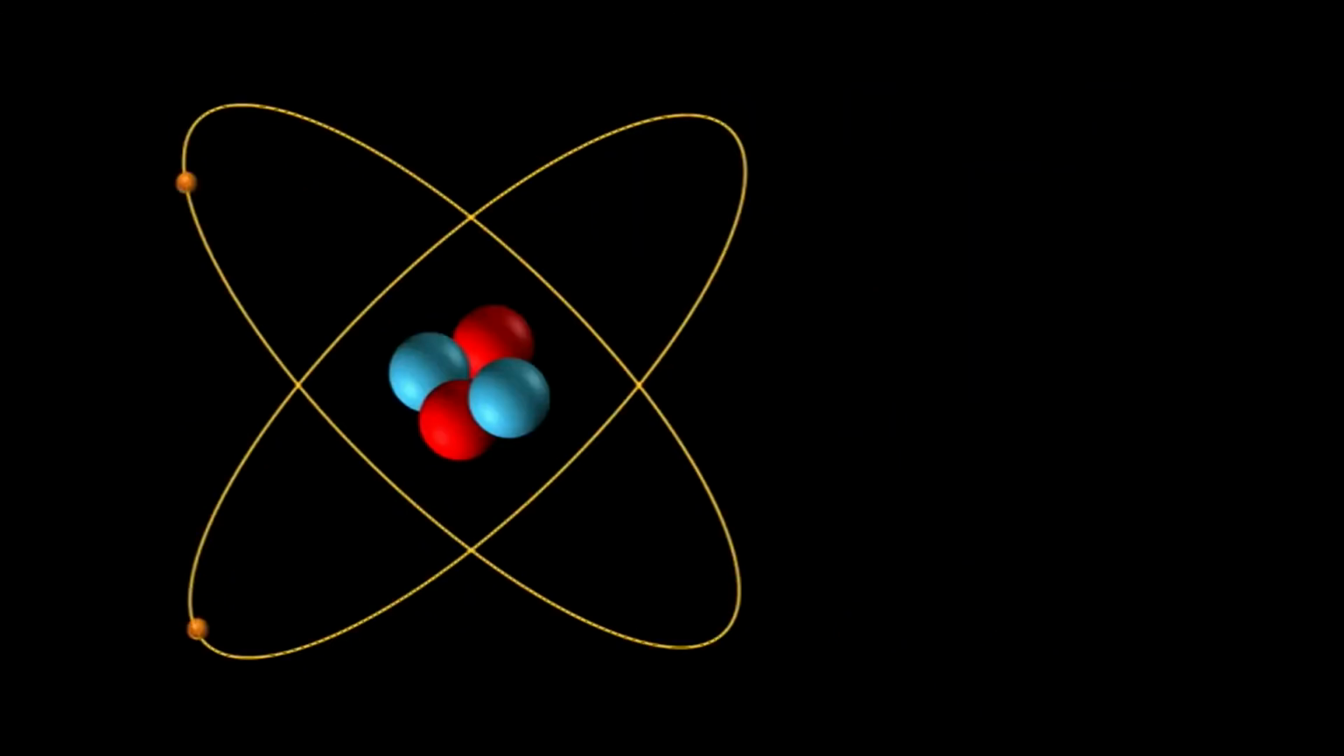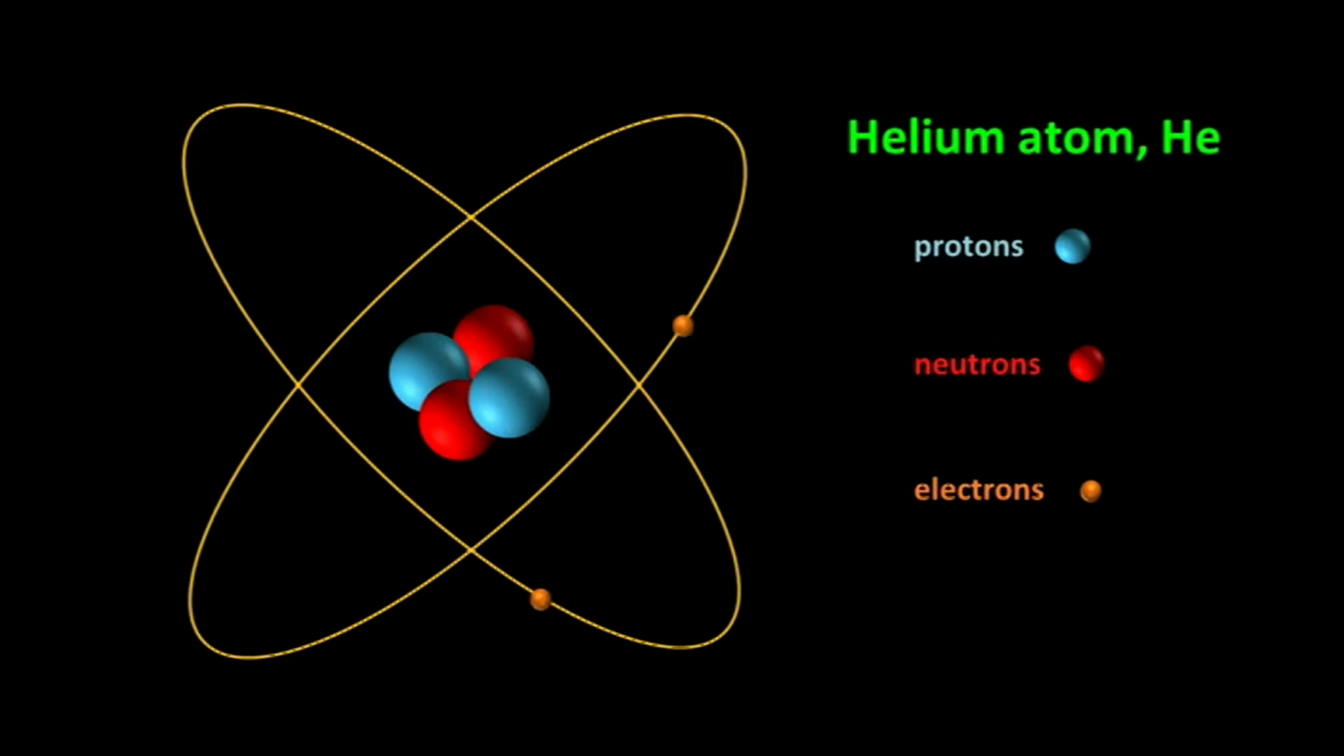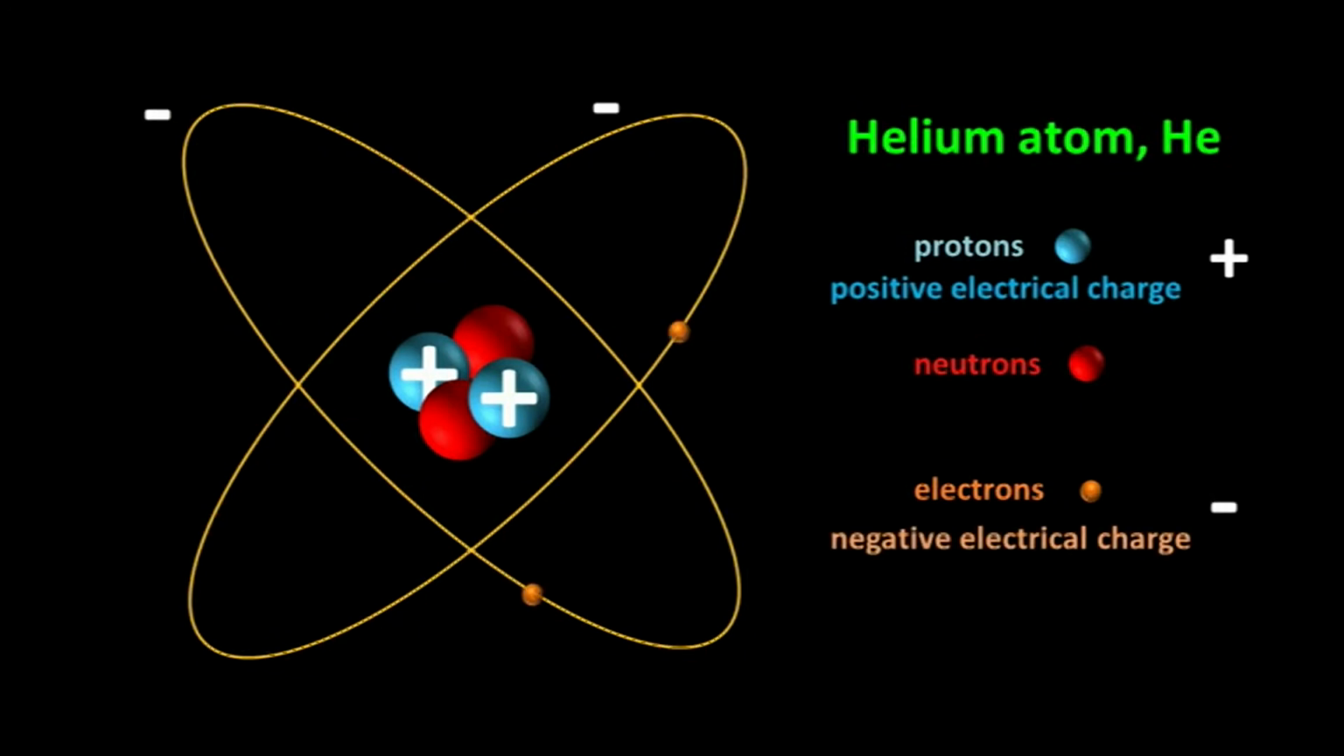This atom has 2 protons and 2 neutrons in its nucleus, and it has 2 electrons moving around the nucleus. It is in fact a helium atom, or rather a representation of a helium atom. We can't actually see any of these particles, and in this animation they're not drawn to scale. The protons have a positive electrical charge, and the electrons have a negative electrical charge. The neutrons are neutral.